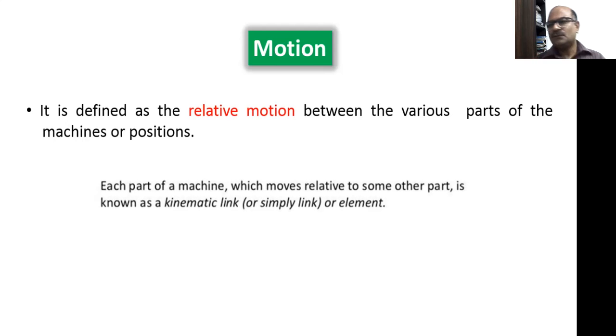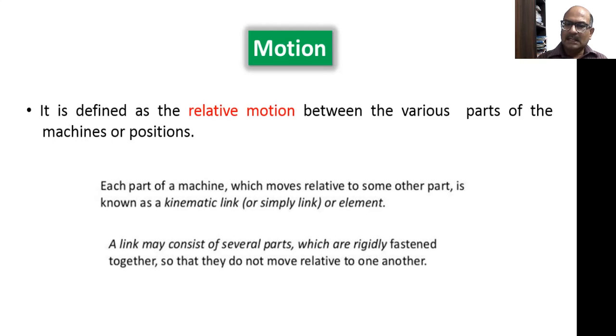And each part of a machine, when there is a certain movement of any object, that part of the object which moves relative to some other position or other part is known as a kinematic link, or simply a link or an element. That object is said to be an element. And a link, because that element may consist of several parts which are rigidly fastened together so that they do not move relative to one another.